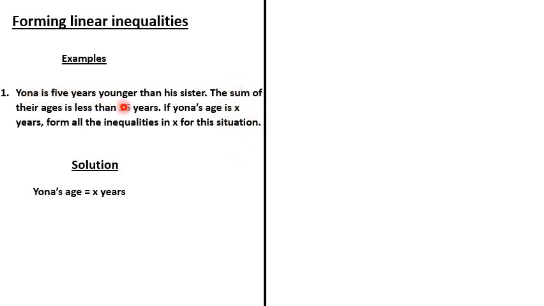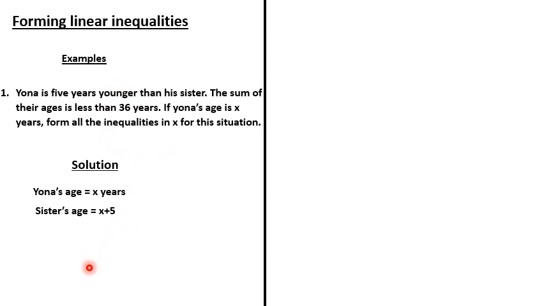Then Yona is 5 years younger than his sister. It means that the sister is 5 years older than Yona, and therefore the sister's age can be represented as the age of Yona plus the difference between their ages, that is 5 years. So it is x plus 5 years. So Yona is x years and his sister is x plus 5 years old. Then if you go back and read the statement, the sum of their ages is less than 36 years. That means the age of Yona, which is x, plus the age of the sister, which is x plus 5, if we add together, must be less than 36 years.